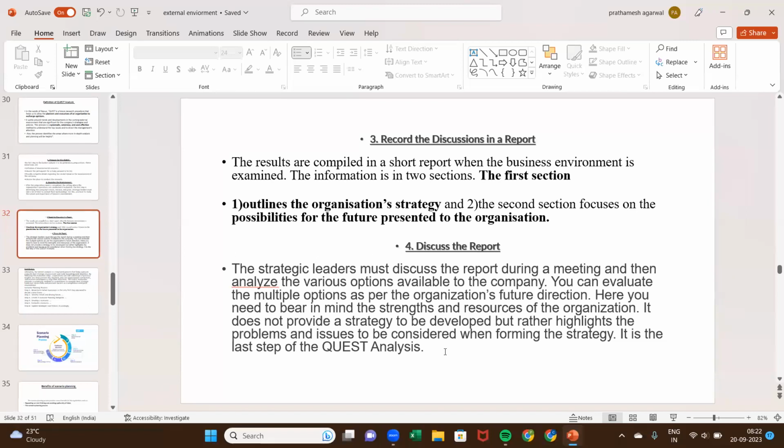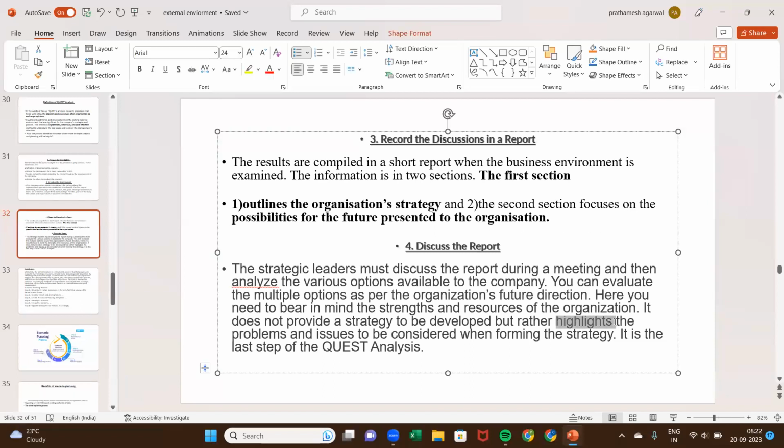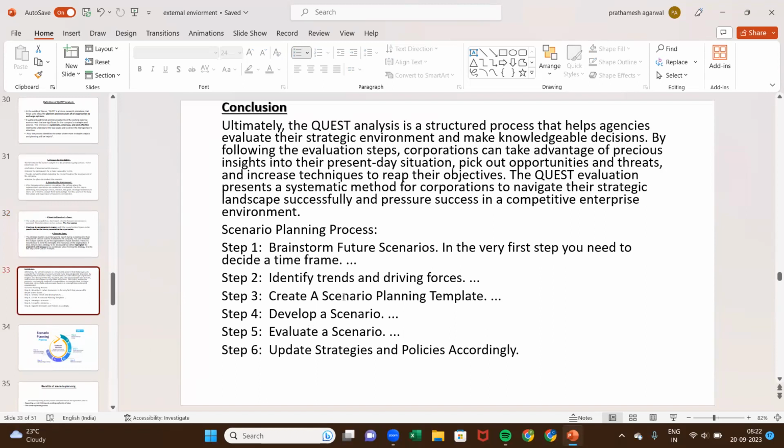It does not provide a strategy to be developed, but rather, see, what is quest analysis doing? It highlights the problems. So quest analysis is working on the problems and the issues. Whenever we talk about problems and issues, never say they are our weak areas. Even in the interview, say that they are developing areas to be considered when forming the strategy. It is the last step of quest analysis.